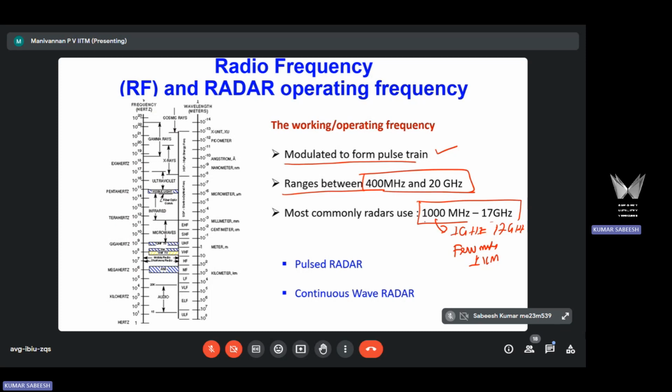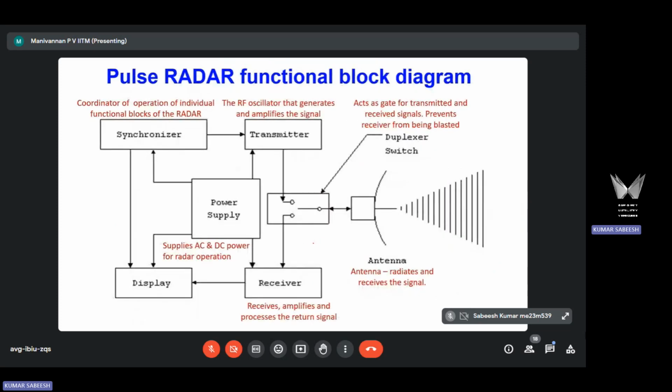There are two types of radars that are very popular. One is called pulse radar. The other one is continuous wave radar, also called Doppler shift radar, or continuous wave radar. This is the other name. Or the other one is called pulse radar. There are two types. We will see what it is. Okay. First, we will talk about pulse radar.